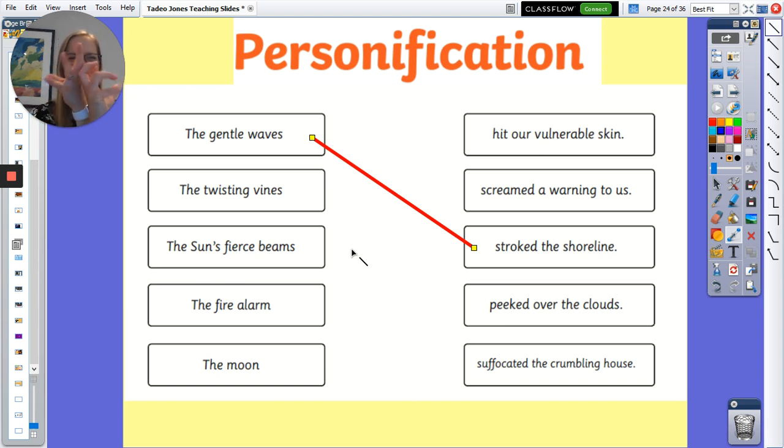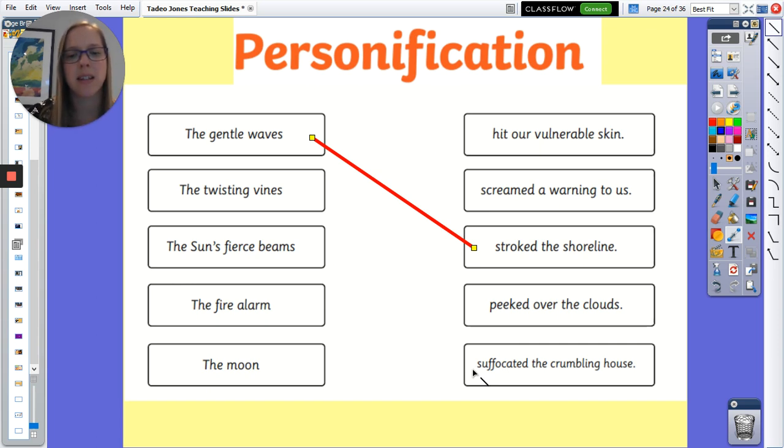The twisting vines. So that's something that's all twisty and gnarly, maybe overgrown. Let's have a look. Hit our vulnerable skin. I don't think that goes. Screamed a warning to us. No, twisting vines aren't really screamy, are they? Peeked over the clouds. Now, vines, I don't think are going to be tall enough to creep over the clouds. Plus, twisting and peeked don't really go together, do they? Suffocated the crumbling house. What do you think?